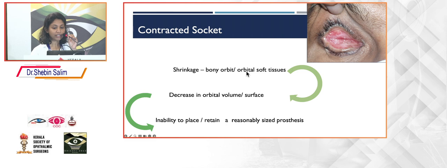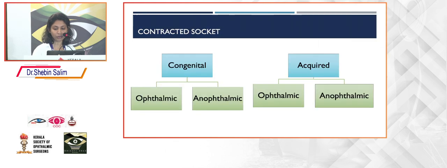So what is a contracted socket? It's a shrinkage of the bony orbit or the orbital soft tissues with a decrease in volume or surface and inability to place or retain a reasonably sized prosthesis. Now let us see how we can classify the contracted socket. It could be congenital or acquired, ophthalmic or anophthalmic. Ophthalmic is when there is a globe, a phthisical or shrunken globe. Anophthalmic is when there is no globe.